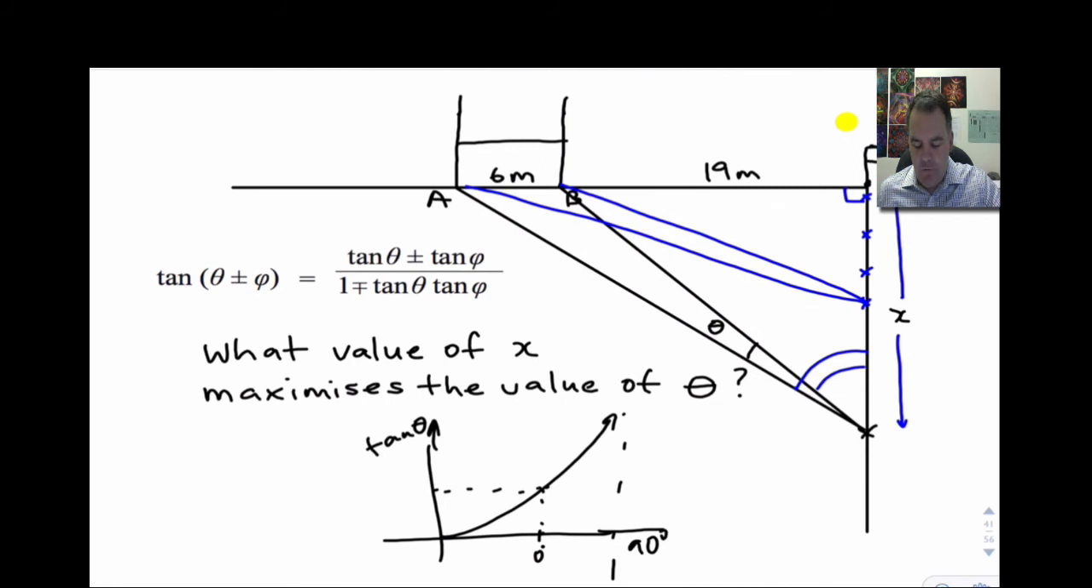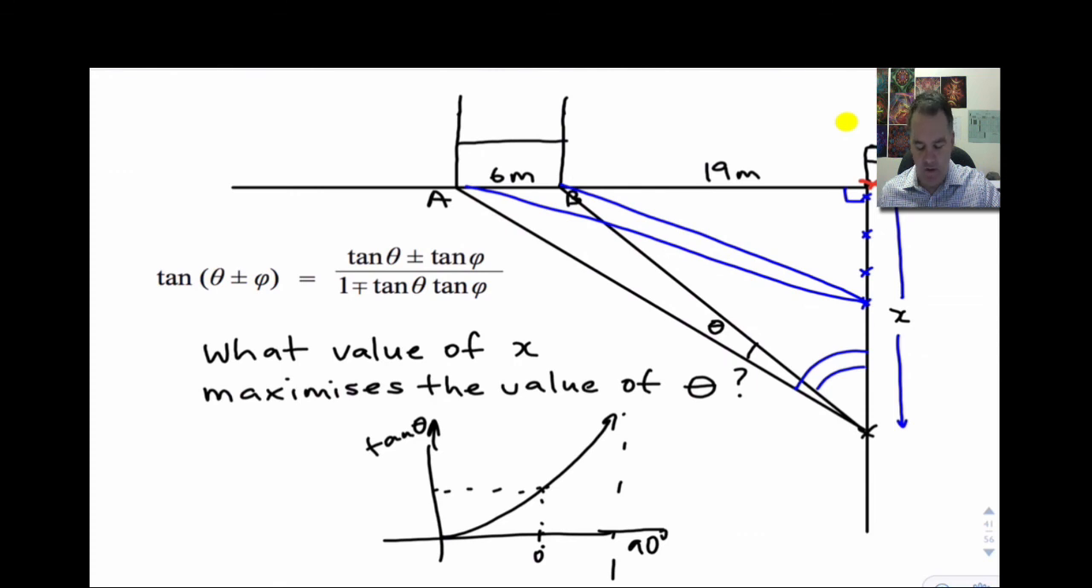And now what I want to do is, if a try is scored right here in the corner, I want to know how far back should the kicker take the ball so that the angle that he sees between the posts from where he's standing is as big as possible. That's what this calculus is all about. It's about maximising, minimising rates of change. So this one here, we want to maximise the value of theta here. And we want to know what value of x maximises that value of theta.